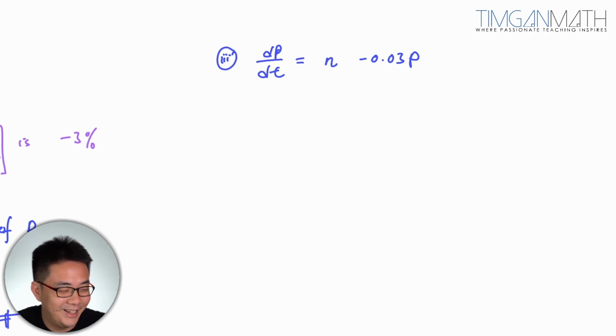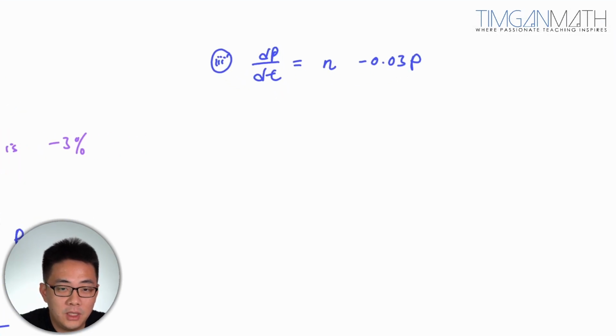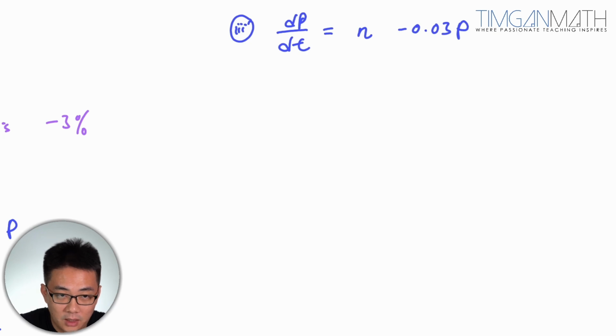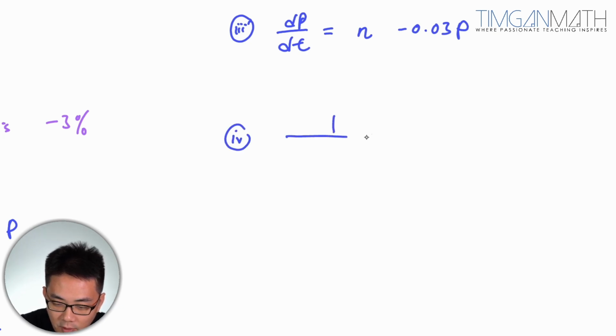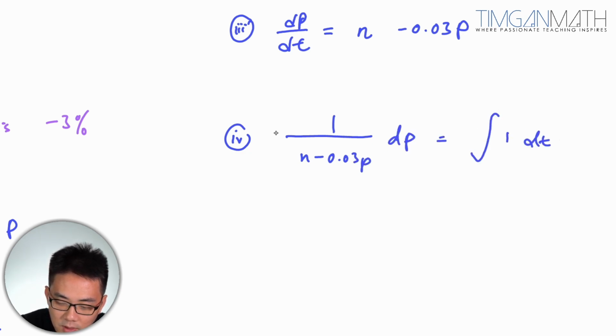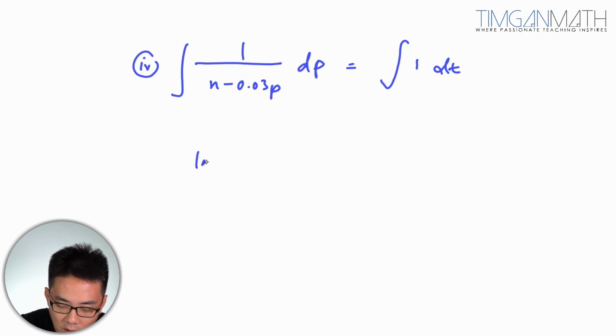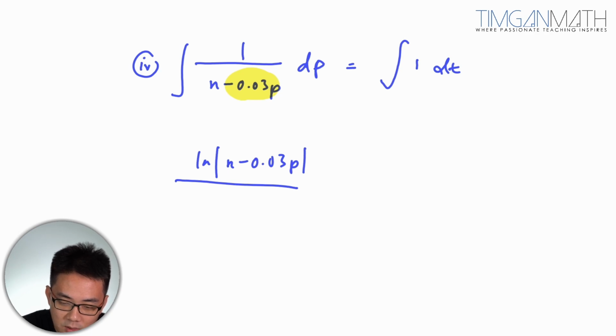This is it. So let's look at part 4. Solve the DE to find the expression for P in terms of t and n. So I think that's pretty okay. This is still a separable form. So it's 1 over (n minus 0.03P) dP equals 1 dt. I'm just going to integrate this part here. So this will be ln(n minus 0.03P). Now remember, this is a coefficient of P, so please remember to divide by minus 0.03, equals t plus c.